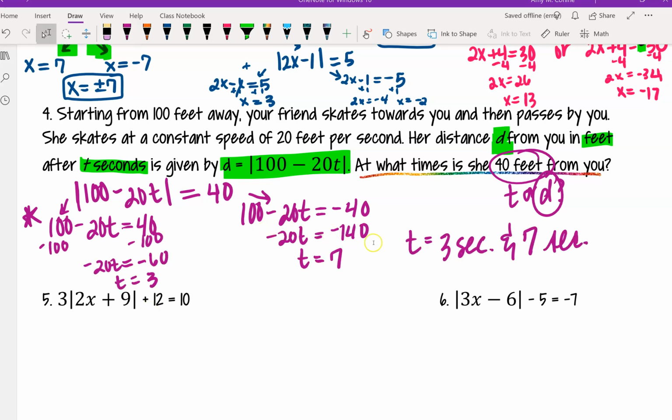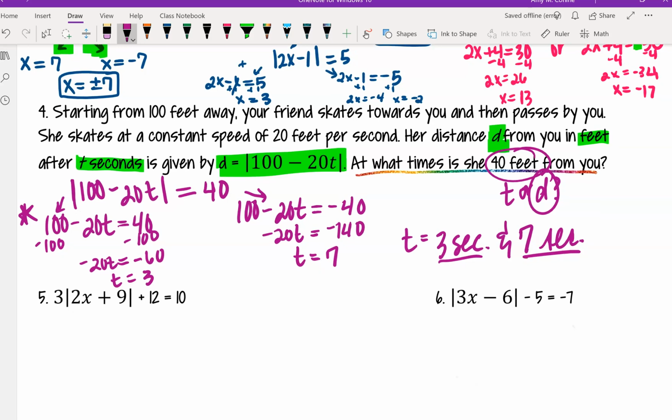So for number 4, you should get the time. T is your time, so t equals 3 seconds and 7 seconds. So she was 40 feet from you at 3 seconds and at 7 seconds. T equals 3, t equals 7, you should label your units. Okay, so I want to jump down to number 6 and take a look at it. We're skipping 5 for now.